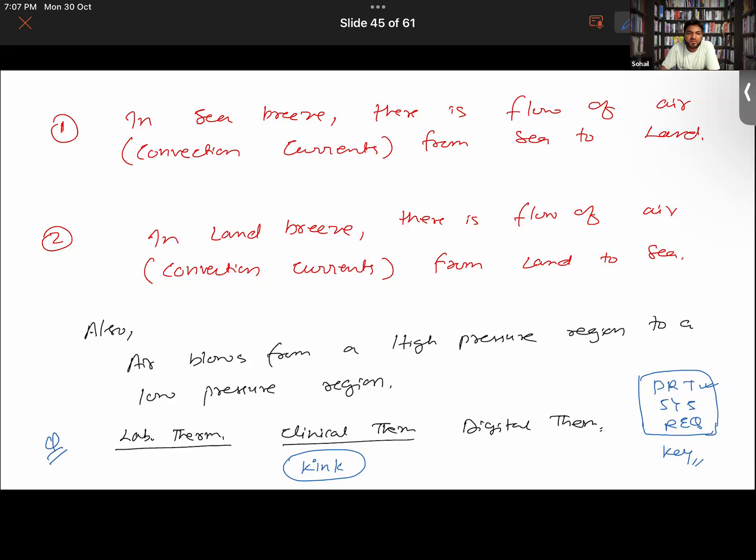And what is actually the range of temperature in a clinical thermometer? The range of reading in a clinical thermometer, is it from minus 35 to 42 degrees Celsius or 35 to 42 degrees Celsius?